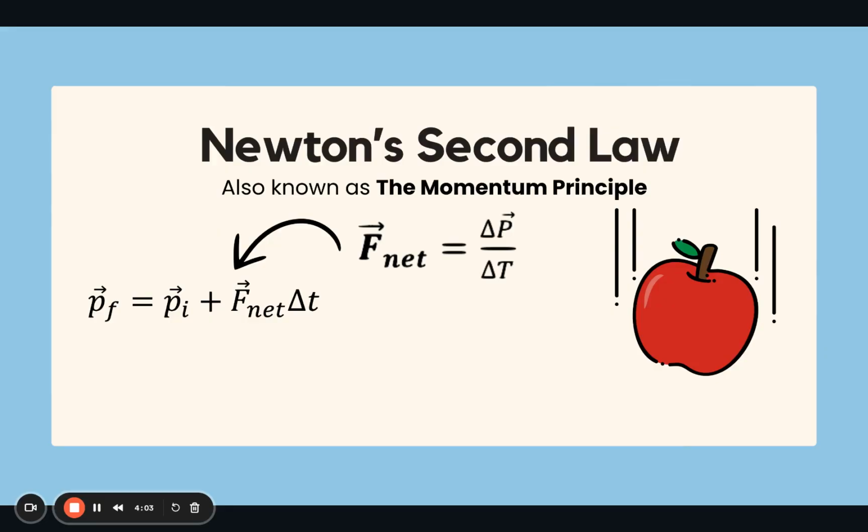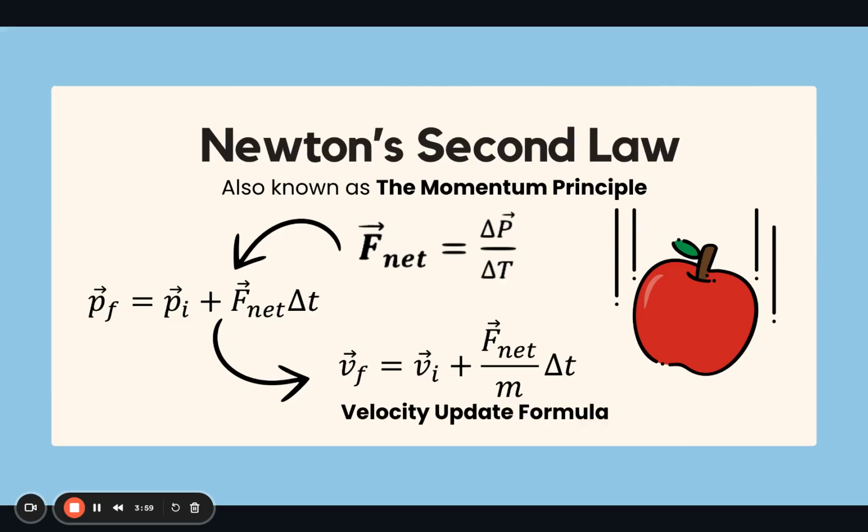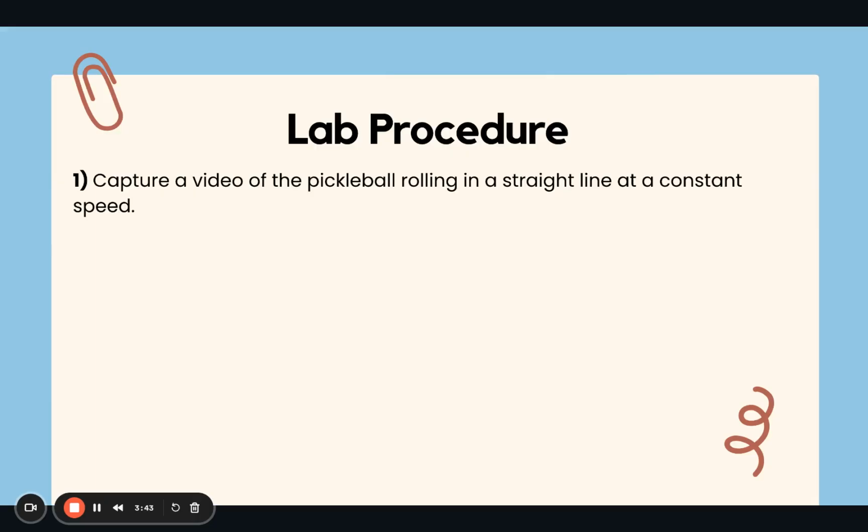If you derive this formula further, it yields this equation, which is the velocity update formula, which basically gives you that the final velocity is equal to the initial velocity plus the net force over the mass times delta t. This equation is very useful for finding the updated velocity of objects.